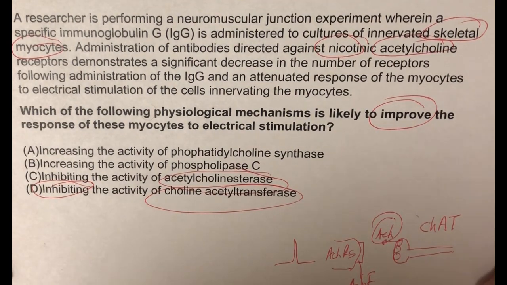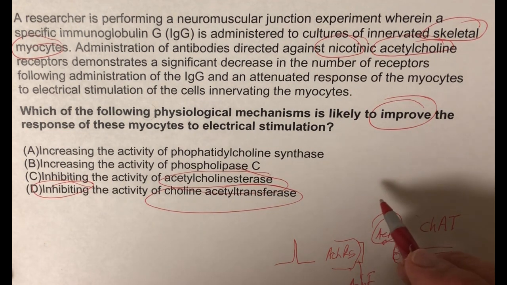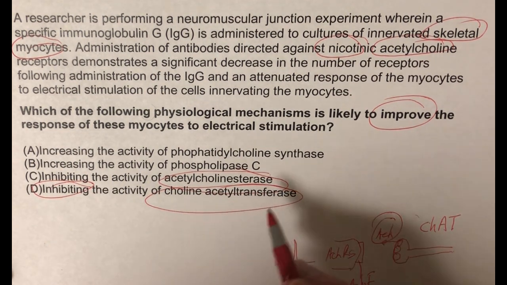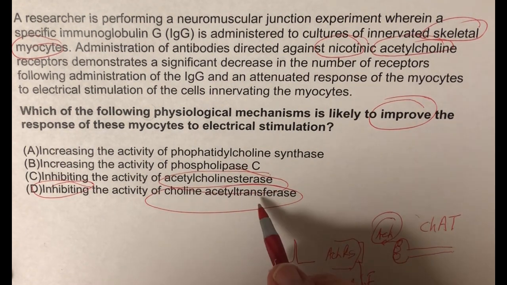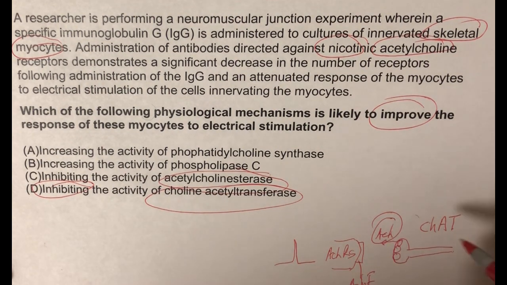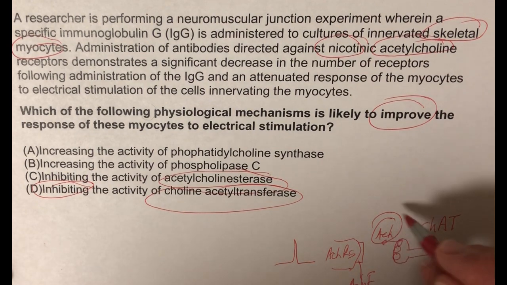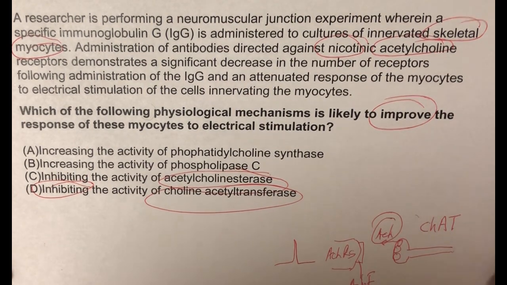Now what about phospholipase C? Phospholipase C is part of a G protein coupled receptor mechanism for stimulating muscle, but not skeletal muscle. Smooth muscle and cardiac muscle respond to G protein coupled receptors. The receptors on skeletal myocytes are ligand-gated channels, and those ligand-gated channels are gated by or controlled by the acetylcholine. So B doesn't seem appropriate either. Therefore, we're going to go with C as being the best answer.